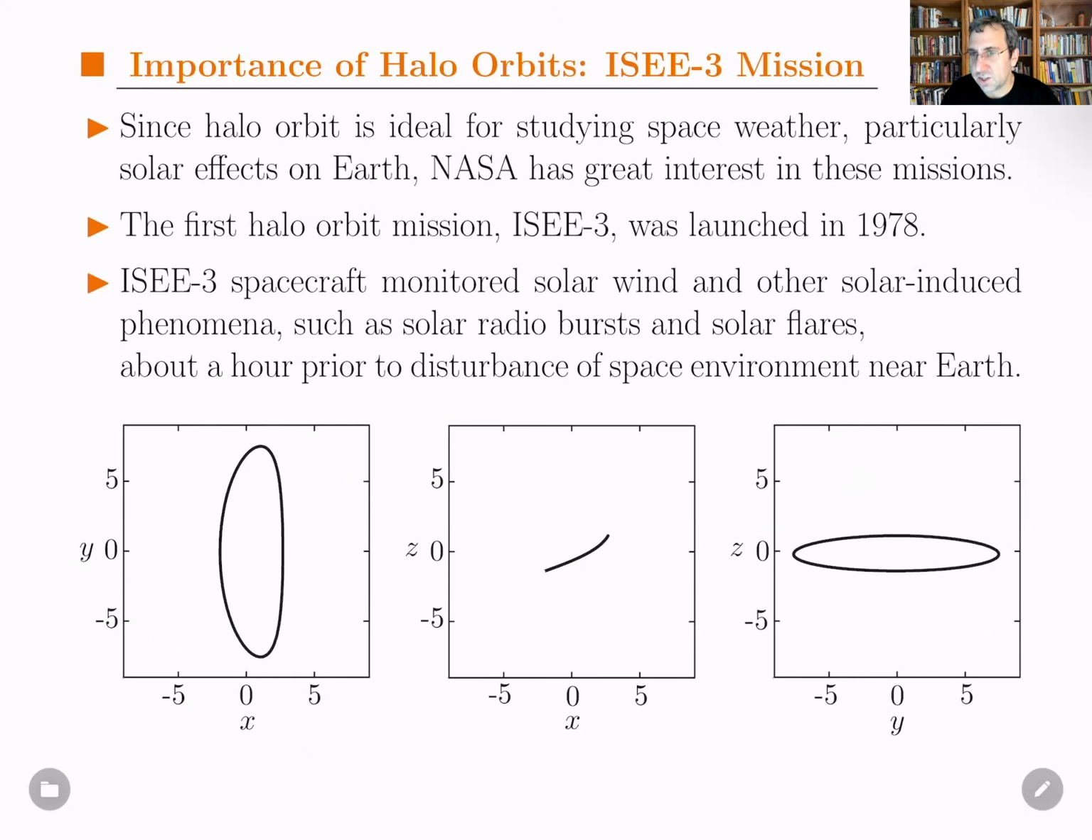There's also been interest in using orbits around L1 for studying space weather, which some people at Virginia Tech are very interested in, in particular for L1, because it's outside of the magnetosphere. It's far enough ahead that you could look at solar effects before they reach Earth. So NASA has interest in this. The first mission sent onto a Sun-Earth L1 halo orbit was ISEE-3, launched in 1978. It monitored solar wind and other things.